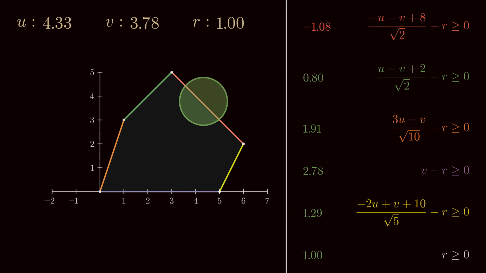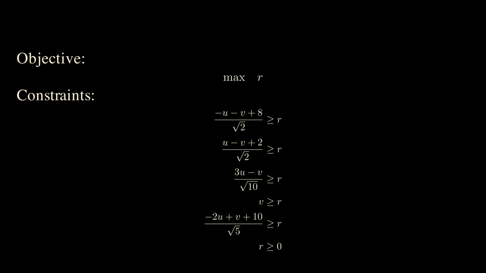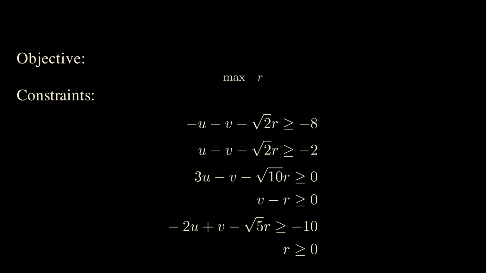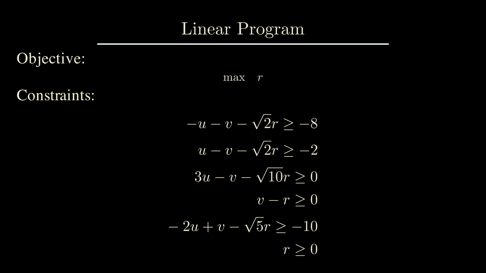Now, let's write our optimization problem in its entirety. Our objective is to maximize the radius of the pizza. Next, we write our distance constraints as well as the constraint that the radius is non-negative. We can rewrite these constraints by moving all of the variables to one side. This final form is called a linear program.